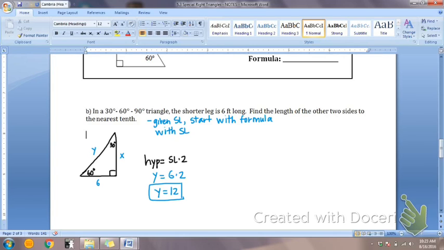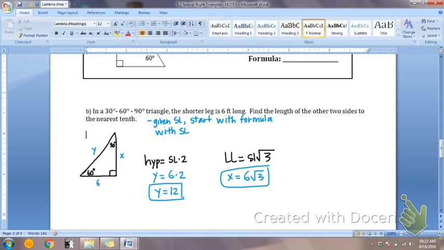Okay, what about the next formula? It says long leg equals short leg times 2. I'm sorry, short leg radical 3. This is why we write them down. We used x as our long leg, and our short leg is 6, radical 3. Now, not all of them are going to be that easy. Some of them you're going to have to rationalize the denominator, right?